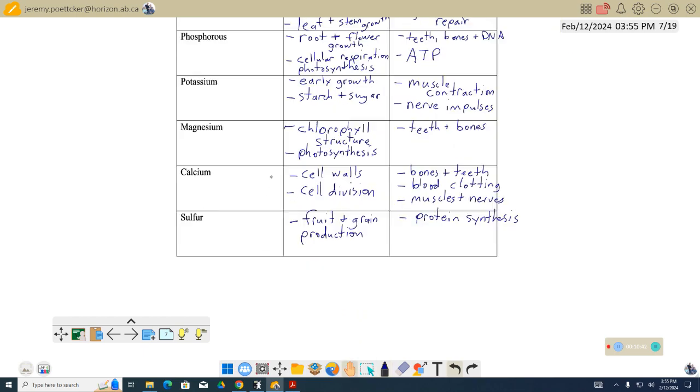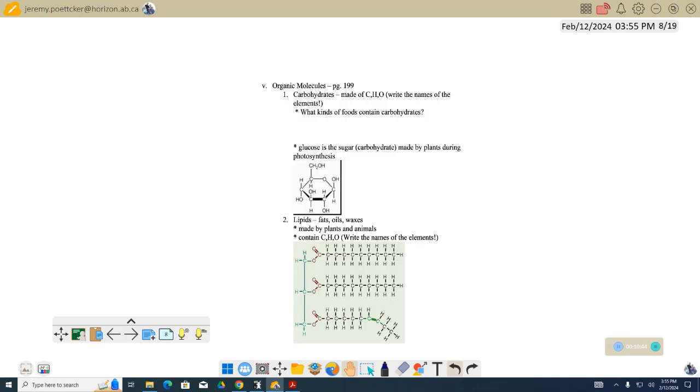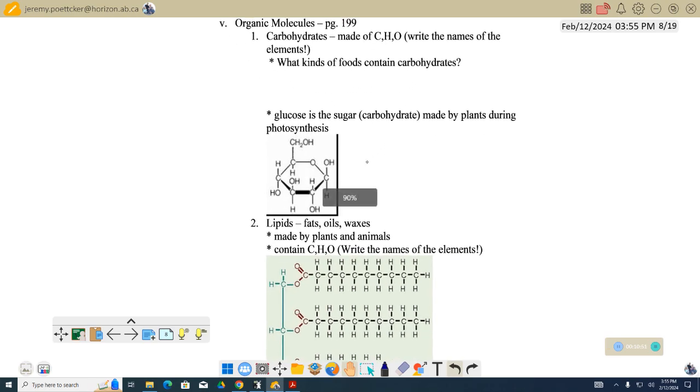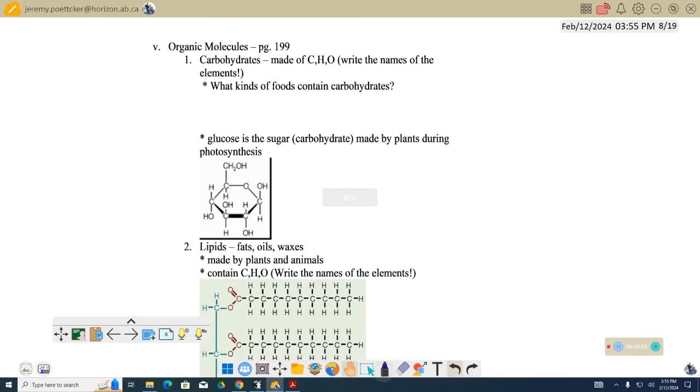And then we move on. I think that's it on this page. So we've got to look at a few different types of organic molecules. First one is carbohydrates. Carbon is C. H is hydrogen. O is oxygen.